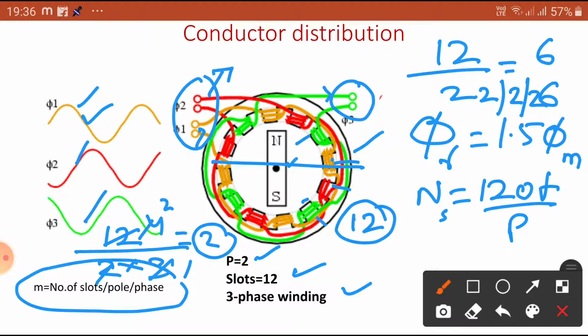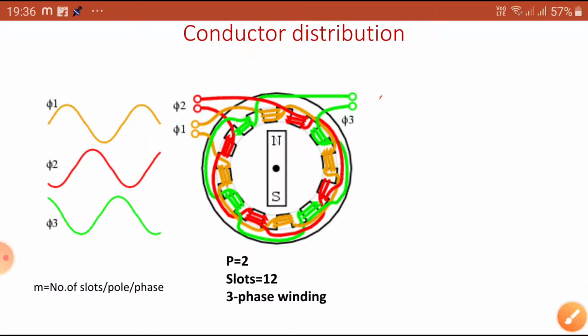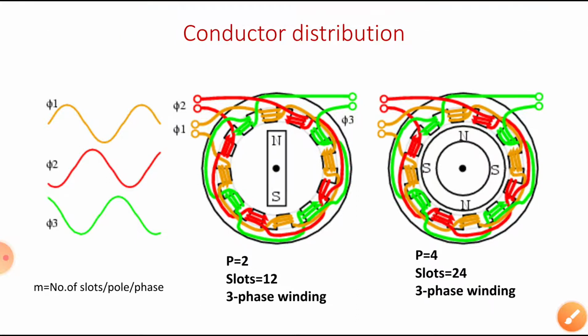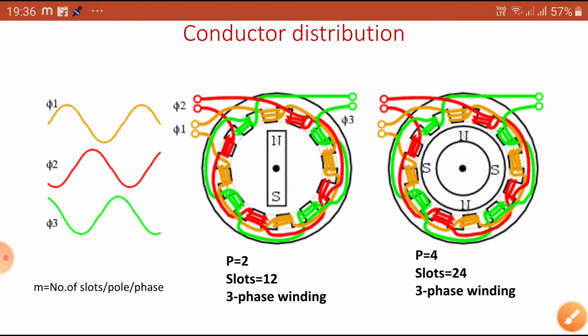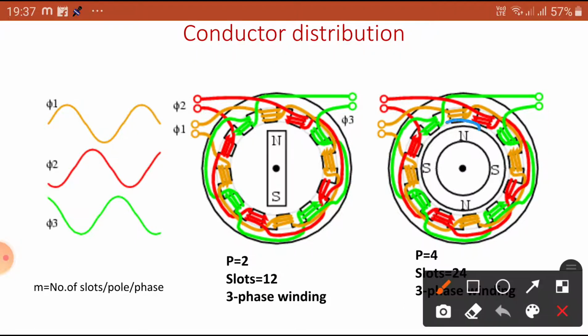Let us see another case, P equal to 4. In this case the number of poles is 4. Let us calculate what m is. Same thing here also. What is m? 24 by 4 into 3, so we again get 2. That means under the 4 poles you can see here: north pole, south pole, north pole and south pole.